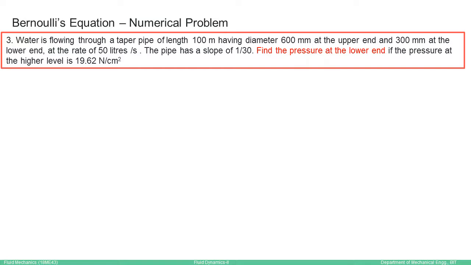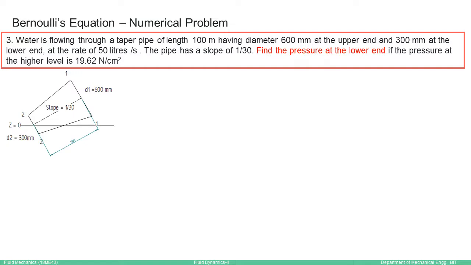Even in this problem, it is not mentioned whether the flow is from a smaller end to a larger end. Since this is a case of ideal flow wherein there is no energy loss, we can take that energy at section 1-1 is equal to energy at section 2-2. So we can formulate this problem like this: 1-1 with diameter 600 millimeter and 2-2 with diameter 300 millimeter.